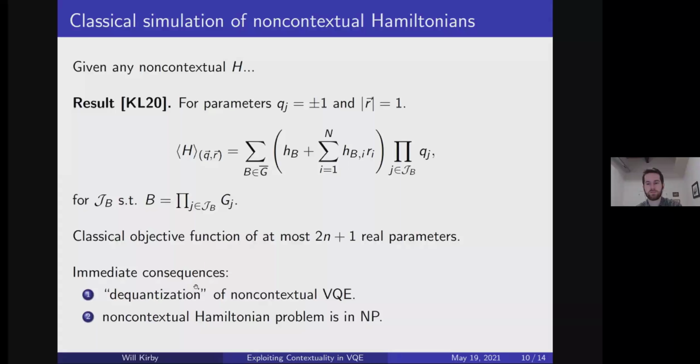One immediate consequence of this is that this provides a, in quotes, dequantization of non-contextual VQE, where we replace the quantum part of the procedure just with this classical objective function. I put dequantization in quotes because this doesn't prove that there can't still be a quantum advantage for non-contextual VQE, because there could be some clever way to use ansatz preparation to get an advantage. But the possibility for quantum advantage is restricted to this, much like in the quantum approximate optimization algorithm, or QAOA. The second conclusion, which is related, is that the non-contextual Hamiltonian problem is in NP. If you're interested in that, you can ask me about it after.